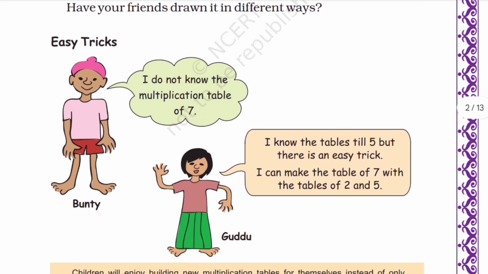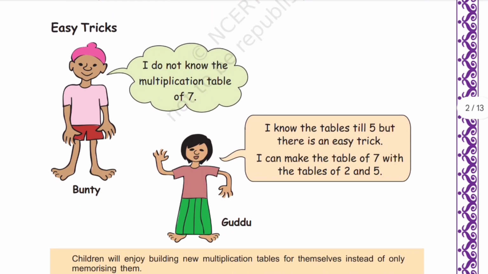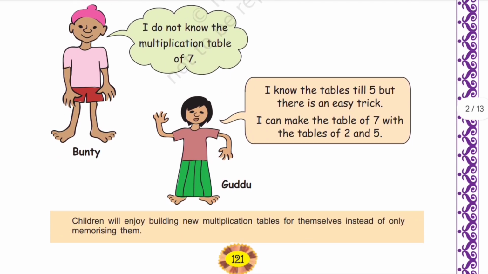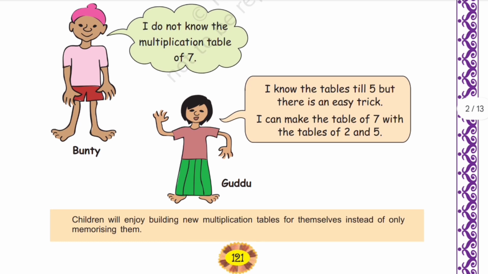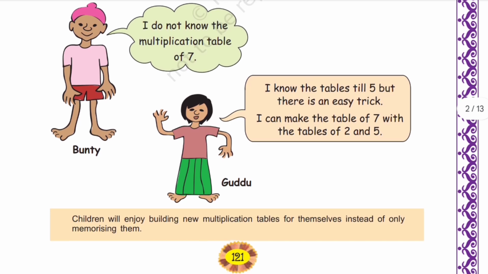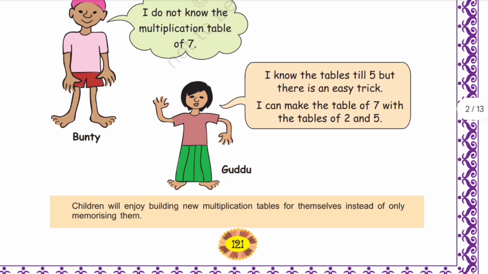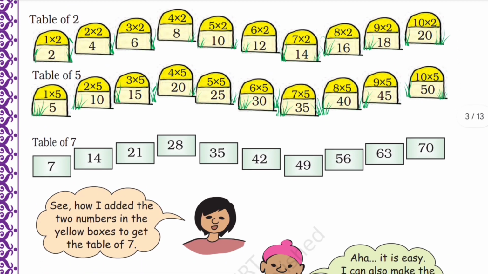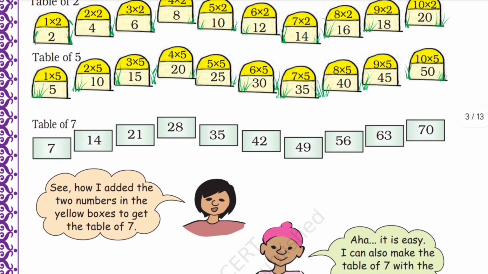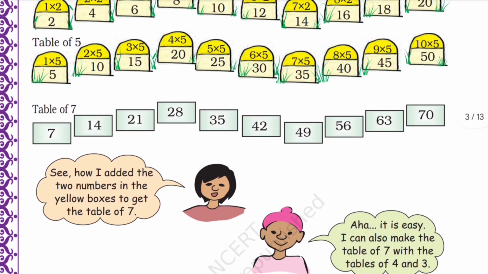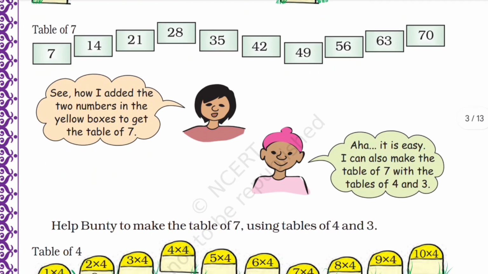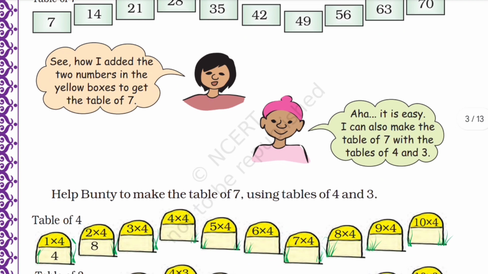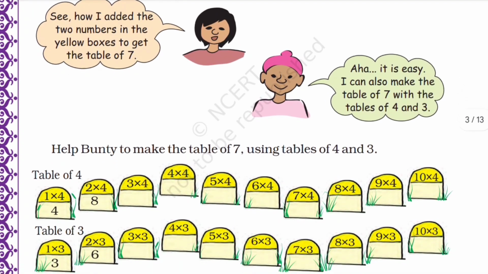Tricks. I do not know the multiplication table of 7. I know the tables of 2 and 5, but there is an easy trick. I can make the table of 7 with the tables of 2 and 5. See how I added the two numbers in the yellow boxes to get the table of 7. It is easy. I can also make the table of 7 with the tables of 4 and 3.